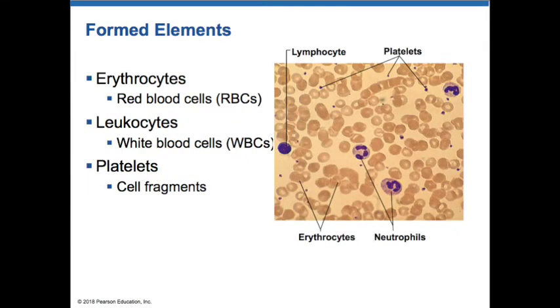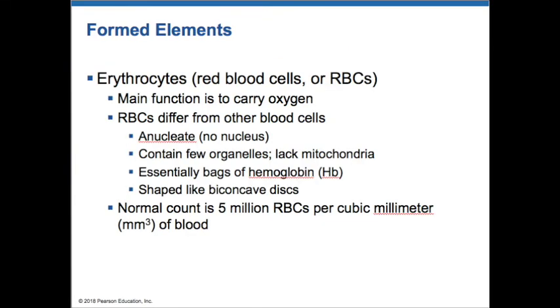Now, what are going to be the type of foreign elements or living cells that we're going to find in our blood? We're going to find erythrocytes, which can also be referred to as red blood cells. We're going to find leukocytes, also referred to as white blood cells, and we're also going to find platelets. Platelets are only cell fragments, not full cells. Now let's start with the erythrocytes, or your red blood cells, abbreviated RBCs.